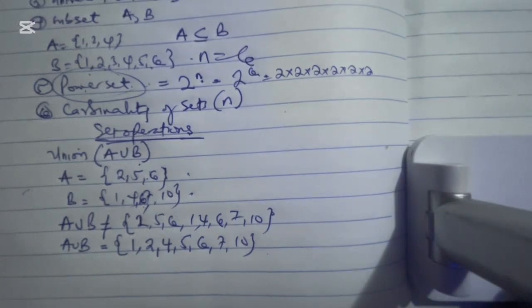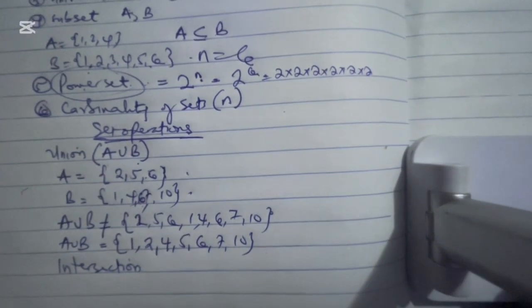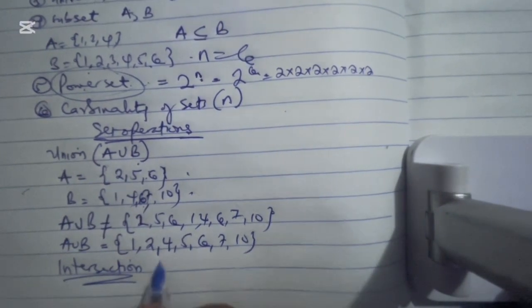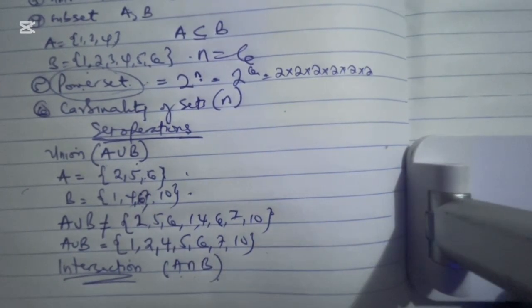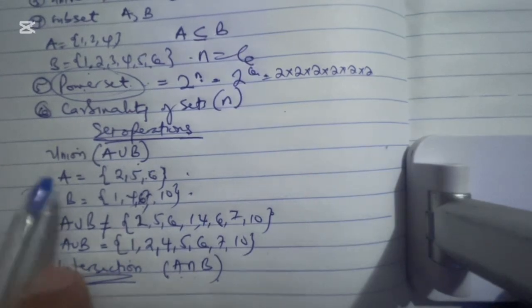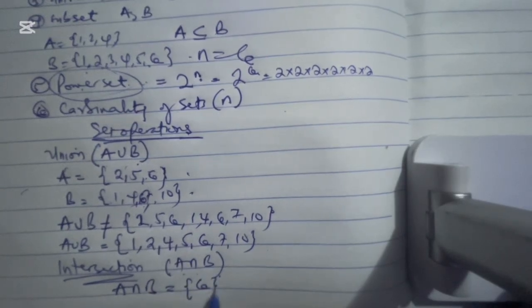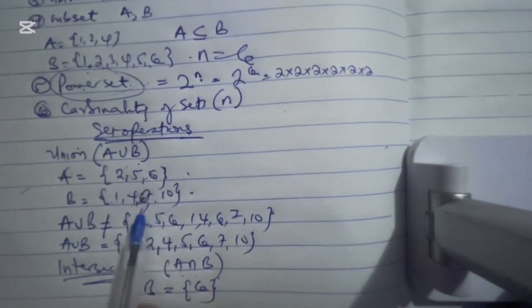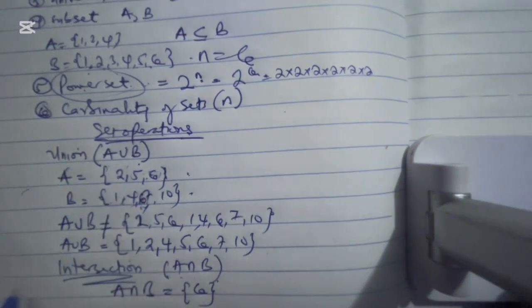Okay, so we also have another set operation we call intersection. The intersection of A and B is denoted as A intersect B. Intersection has to do with elements that are common to both sets. If you look at these two sets, we can say A intersect B is equal to 6. How? 6 is here, 6 is here. If we had 2 here as well, then we would have said 2 and 6. So what is common to the two sets is what we call intersection.